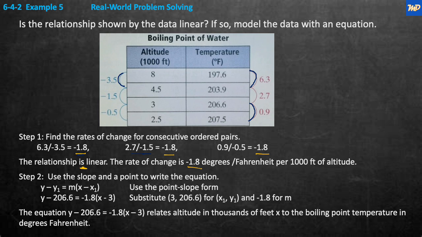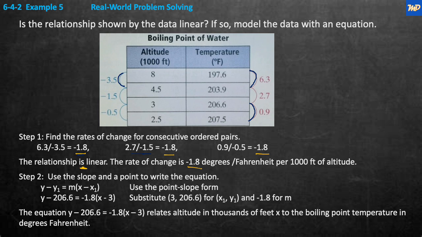So if you're up high enough, you can boil water at 200 degrees or 180 degrees or whatever. It depends on the air pressure is what it really amounts to. So, use the slope and the point to write an equation. It's the slope at any of those points. We can pick any one we want. So the slope we know is negative 1.8.